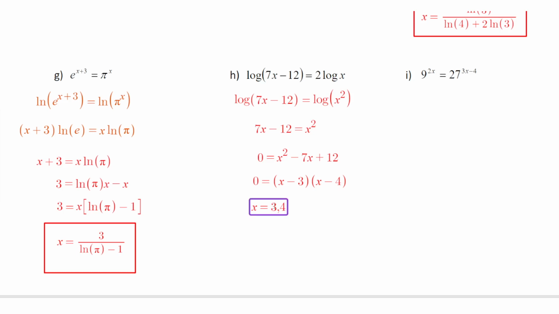And so let's do a little domain check here on the logarithm. If I plug in 3, 3 times 7 is going to be 21. It's going to be positive. This one's going to be positive, so no problem there. If I plug in 4, it's even going to be more positive. So this one actually does have two solutions. So I think maybe just to clean this up a little bit, I'll write x equals 3 or x equals 4.